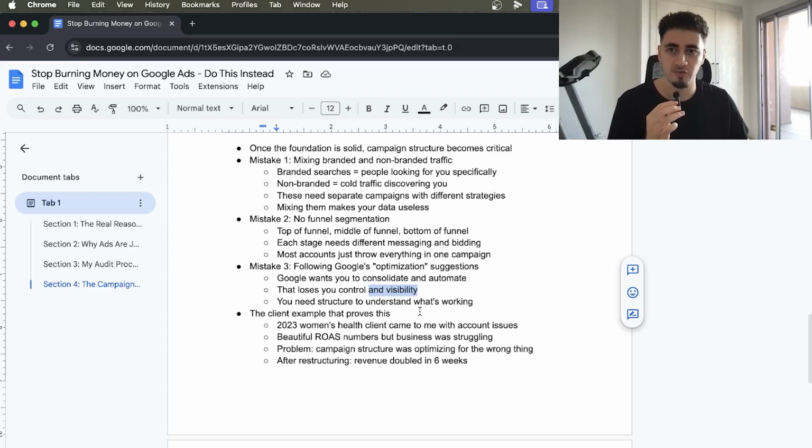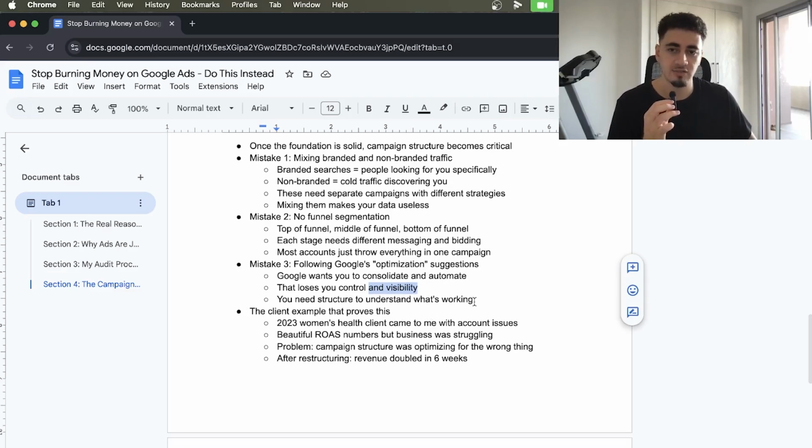You need to view it like this: you're training the algorithm to really understand who to go after, right? If you train it from the beginning just to go after branded traffic, it's going to be hard to retrain it to go after non-branded traffic, right? So that's why you need to really structure it correctly from the beginning.